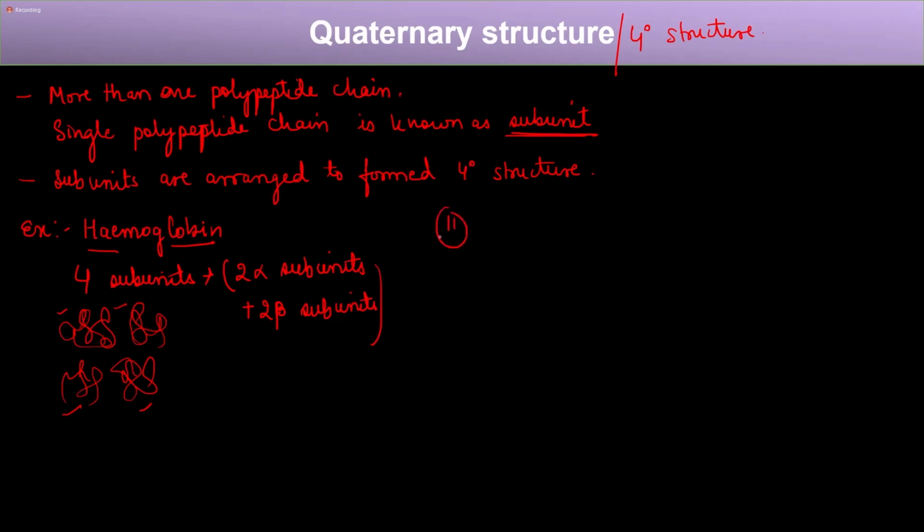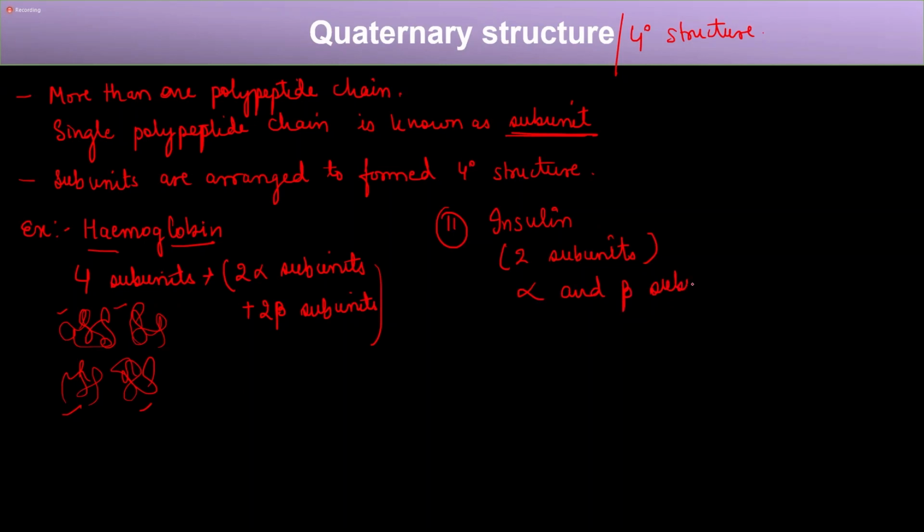The first example is hemoglobin. The second example is insulin. Insulin is a hormone that regulates the blood glucose level. So this insulin also exists in quaternary structure. But one of the differences between the structure of insulin and hemoglobin is that hemoglobin has 4 subunits, while insulin has 2 subunits. And the names of these subunits are alpha and beta.